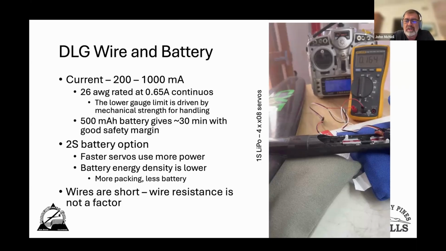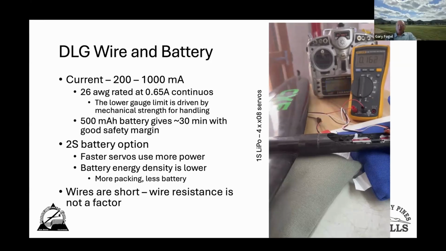And then the wires are really short. So I'm not even going to bother to do a wire resistance calculation, because I know the answer for a 4-meter glider, which is coming up. And once I did that, I decided this wasn't worth the trouble.